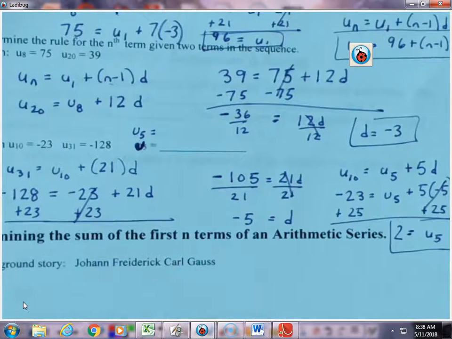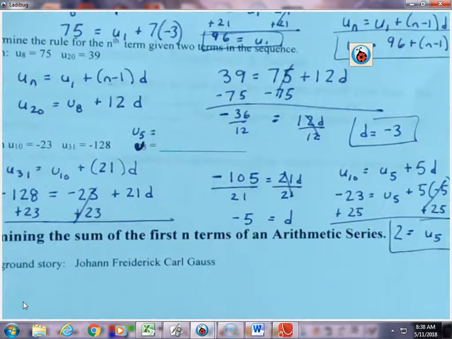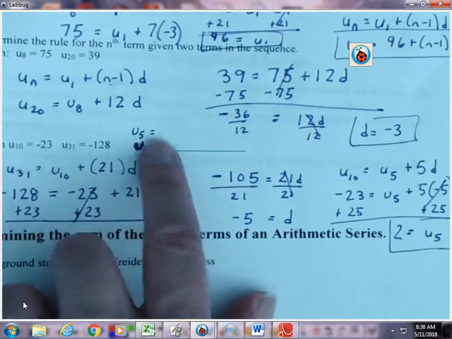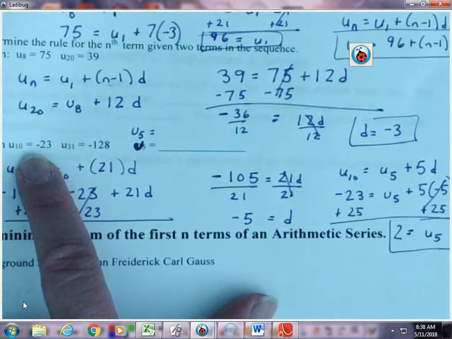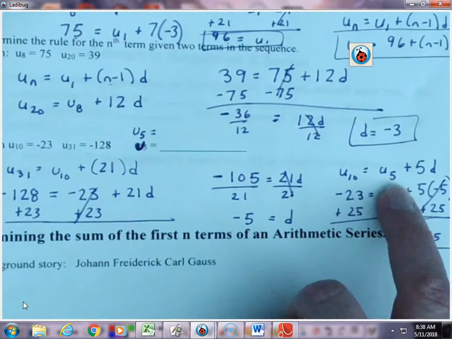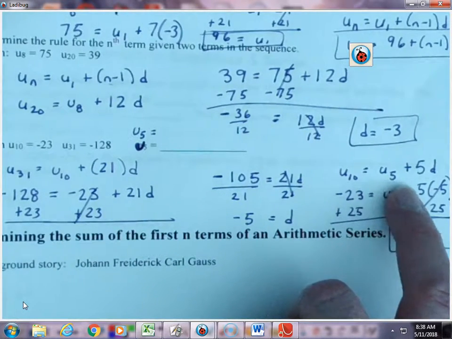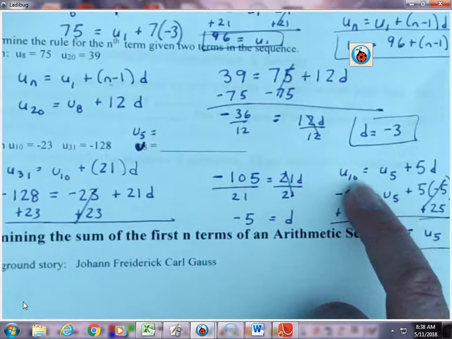So now I know at least what it's going down by every time. It's going down by 5 every time. So I figured, if I know D, if I know one of the terms, I can add or subtract the D the right number of times to get to any other term I want. I wanted the 5th term, so I could go between the 5th and the 31st or the 5th and the 10th. I went between the 5th and the 10th just because they were closer. If I had the 5th, I would have to add D 5 times to get to the 10th.